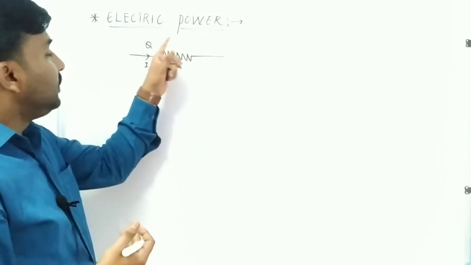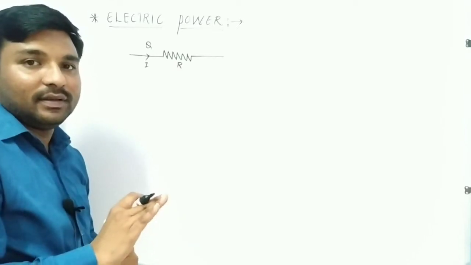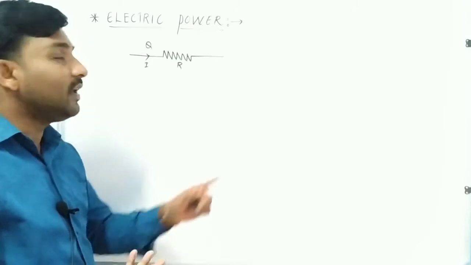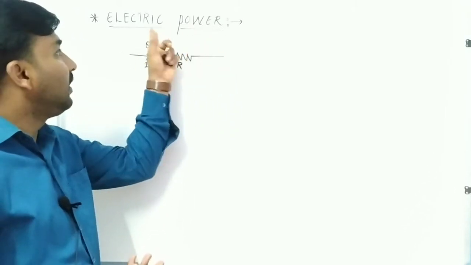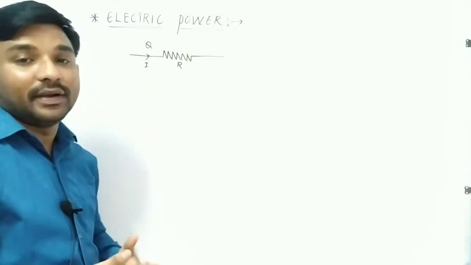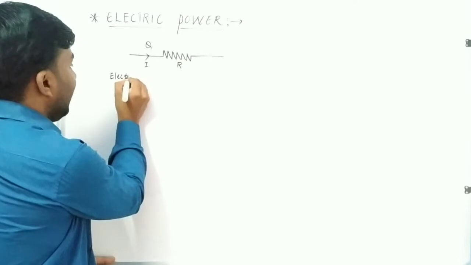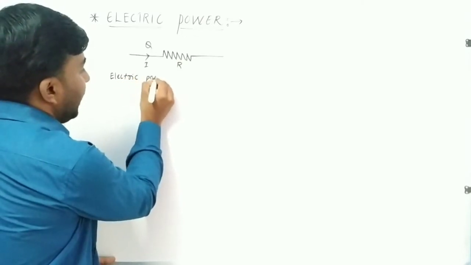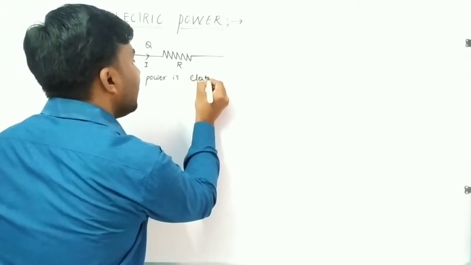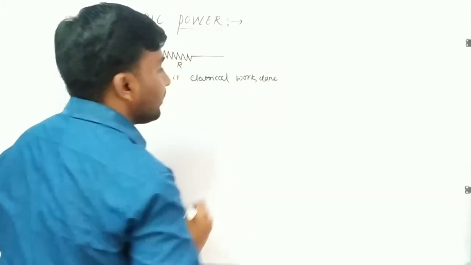Okay, you know that the definition for the power is what? That is the rate at which the work is done. Rate of doing work is called power. But here we have electric power. So here I can define the term: electric power is the electrical work done. Electrical work done. Got the point?